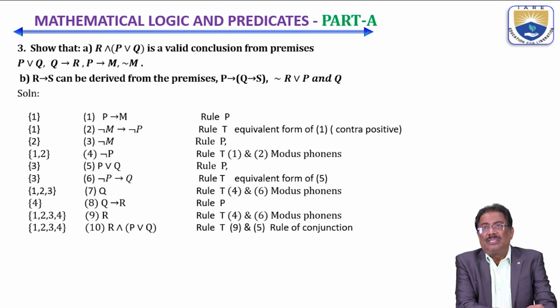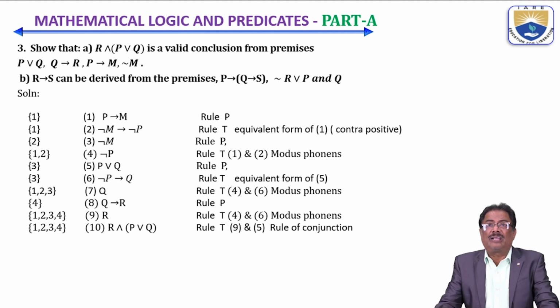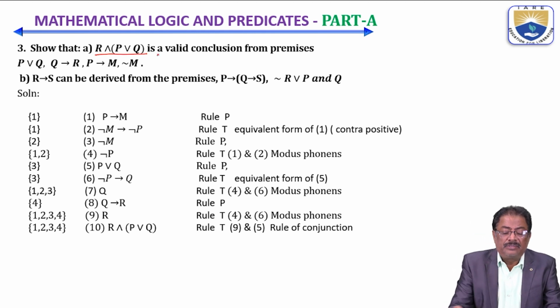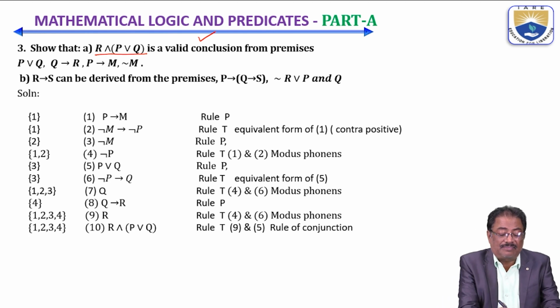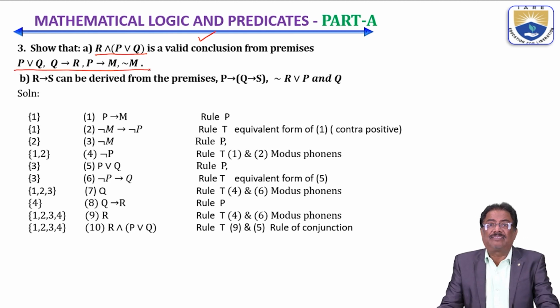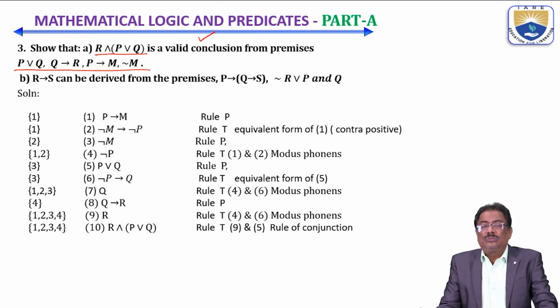Now let us have another one. We are going to concentrate on showing that R and P ∨ Q is a valid conclusion from the premises given like this. So we are going to concentrate on all these premises and consider the AND operation between them, and we are going to say R and P ∨ Q is a valid conclusion.